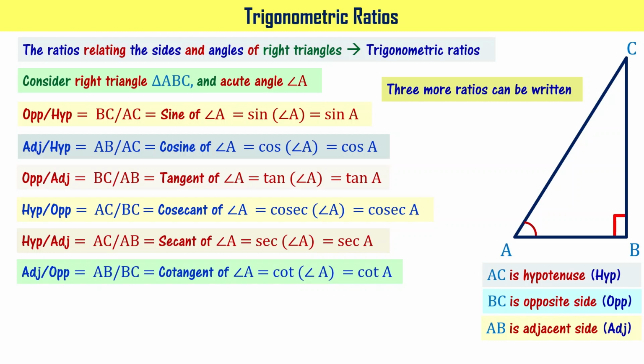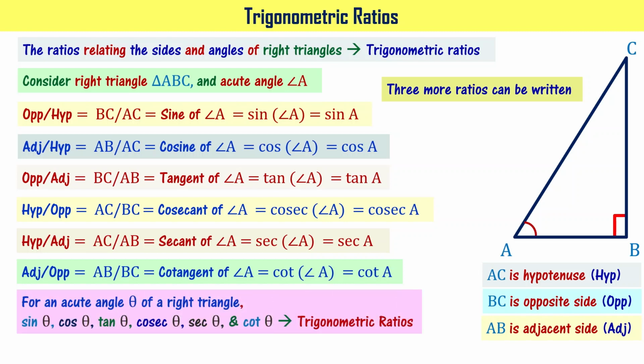The ratio of adjacent side and opposite side, that is AB by BC, that is called cotangent of angle A or cot of angle A or cot A. Simply we call it cot A. Now we can say that for an acute angle theta of a right triangle, sin theta, cos theta, tan theta, cosec theta, sec theta and cot theta are the trigonometric ratios. Please take a note of this.